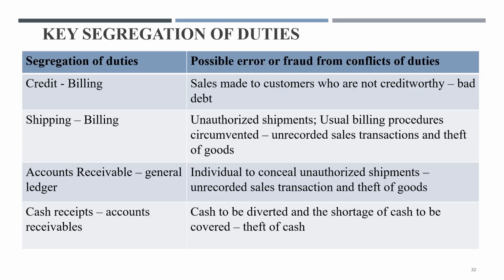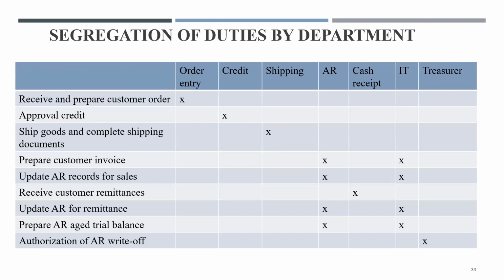Of course, when we mention segregation of duties, we mean a proper company of reasonable size. If it is a very small company, it's still possible they do not have those kinds of segregation of duties. Okay. So ordering, credit check, shipping, receivable, cash, and IT should be done by different departments or different individuals.